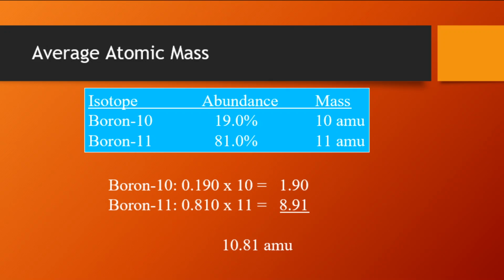Now, if you look on the periodic table and you find boron, it's element number 5, you're going to see that boron has an average atomic mass of 10.81 AMU. And so this is showing us directly how the average atomic mass can be calculated from the masses and the abundances of these isotopes.